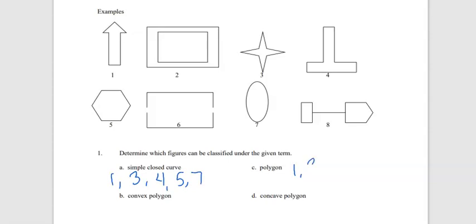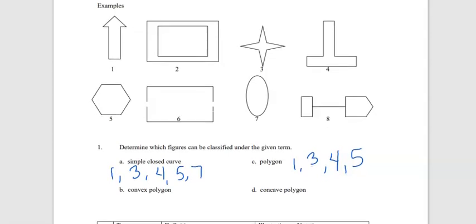So would number 3, and so would number 4, and so would number 5, because all of those are in our list of simple closed curves, but the sides are straight. The sides are segments. Now, out of those polygons, because I want convex and concave polygons, I'm looking at 1, 3, 4, and 5, and I'm identifying which ones are convex and which ones are concave.